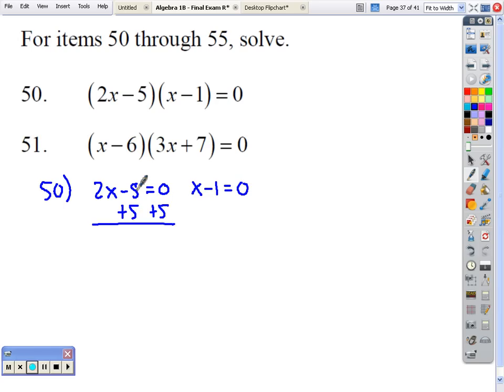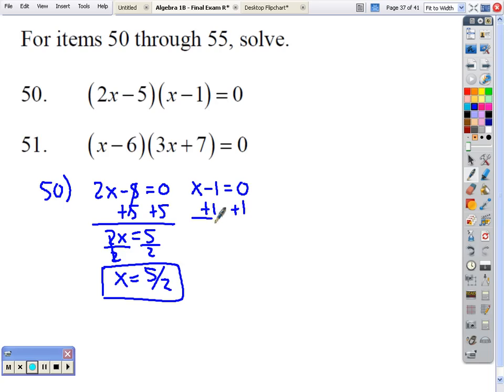So first I add 5 to each side. That gives me 2x is equal to 5. I then divide both sides by 2, and I get x is equal to 5 over 2. If you wrote 2.5, that's fine as well. Then over here, it's just a one-step equation. I'm going to add 1 to each side, and I just get x is equal to 1. So my two answers for number 50 are x equals 5 over 2 and x equals 1. 51, I'm going to do the same thing.